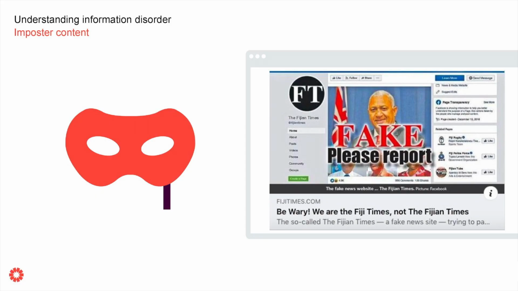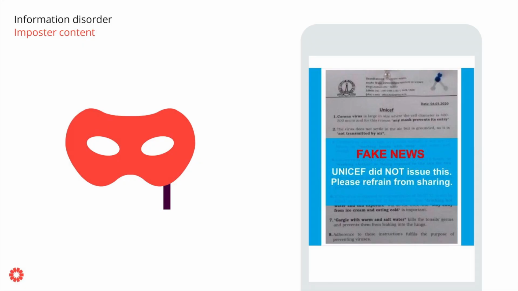Imposter content. This one is another of the most common types of content that we see out there. And it's when the logos or the names and the authority that we give to celebrities, famous people, governments, institutions get impersonated. In this example, the Fiji Times said this Facebook page is using its same name and it's an imposter. And here's another example. UNICEF's logo has been used to share a fabricated memo. It's easy to copy and paste official looking logos and emblems.